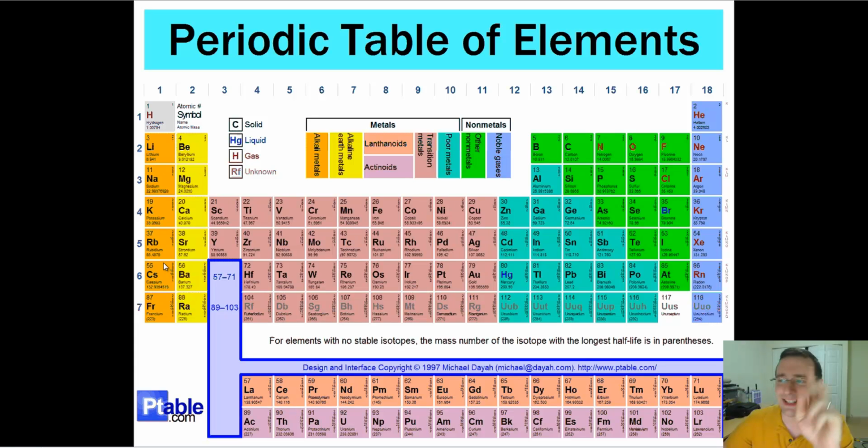Everybody in the second column of the periodic table is looking to give up 2 electrons. Everybody in column 13 is looking to give up 3. Everybody in column 14 can either give up or take 4. Everybody in column 15 is looking to take 3. Everybody in column 16 is looking to take 2. And everybody in column 17 is looking to take 1. Everybody in column 18 is happy already. Those are the noble gases that everybody wants to be like. Everybody wants to be noble and complete.